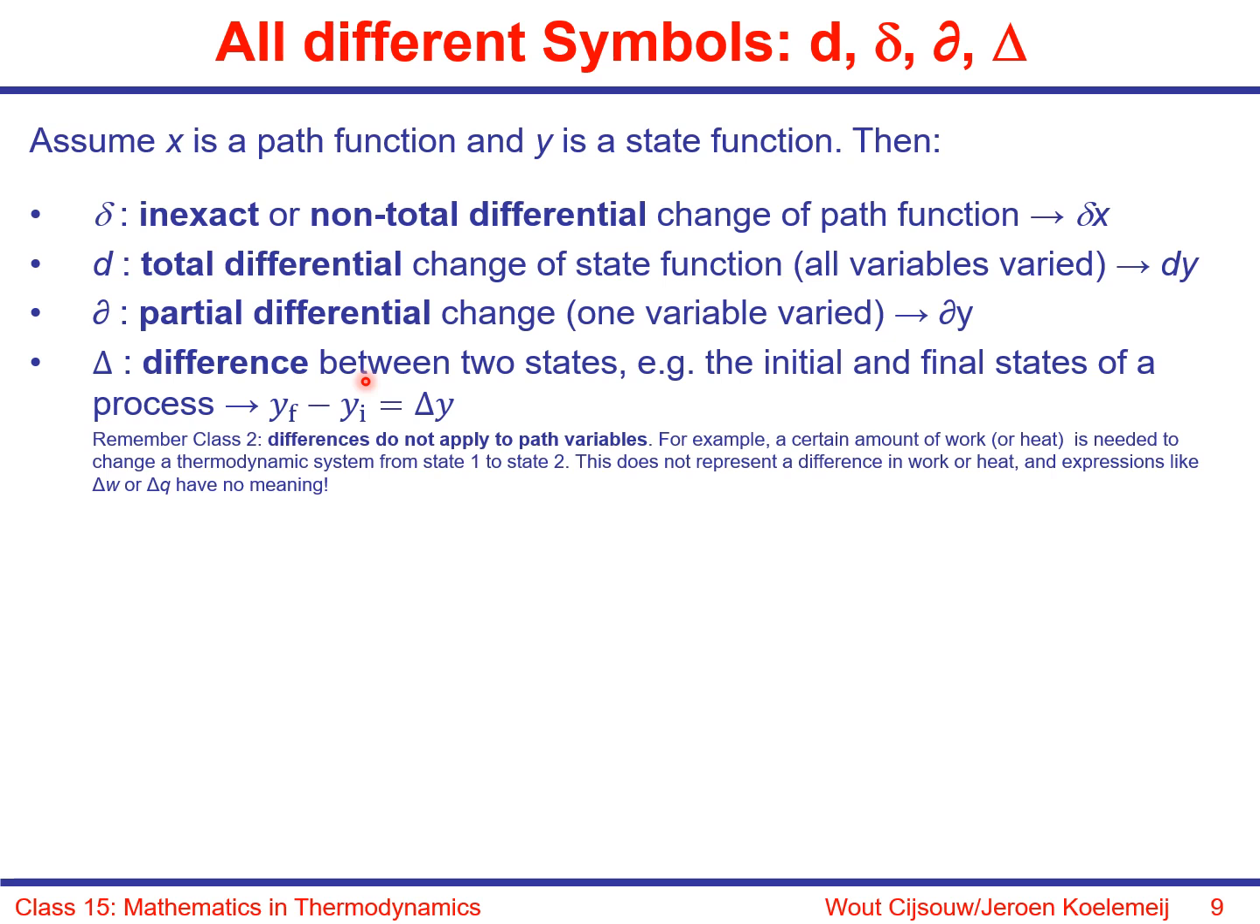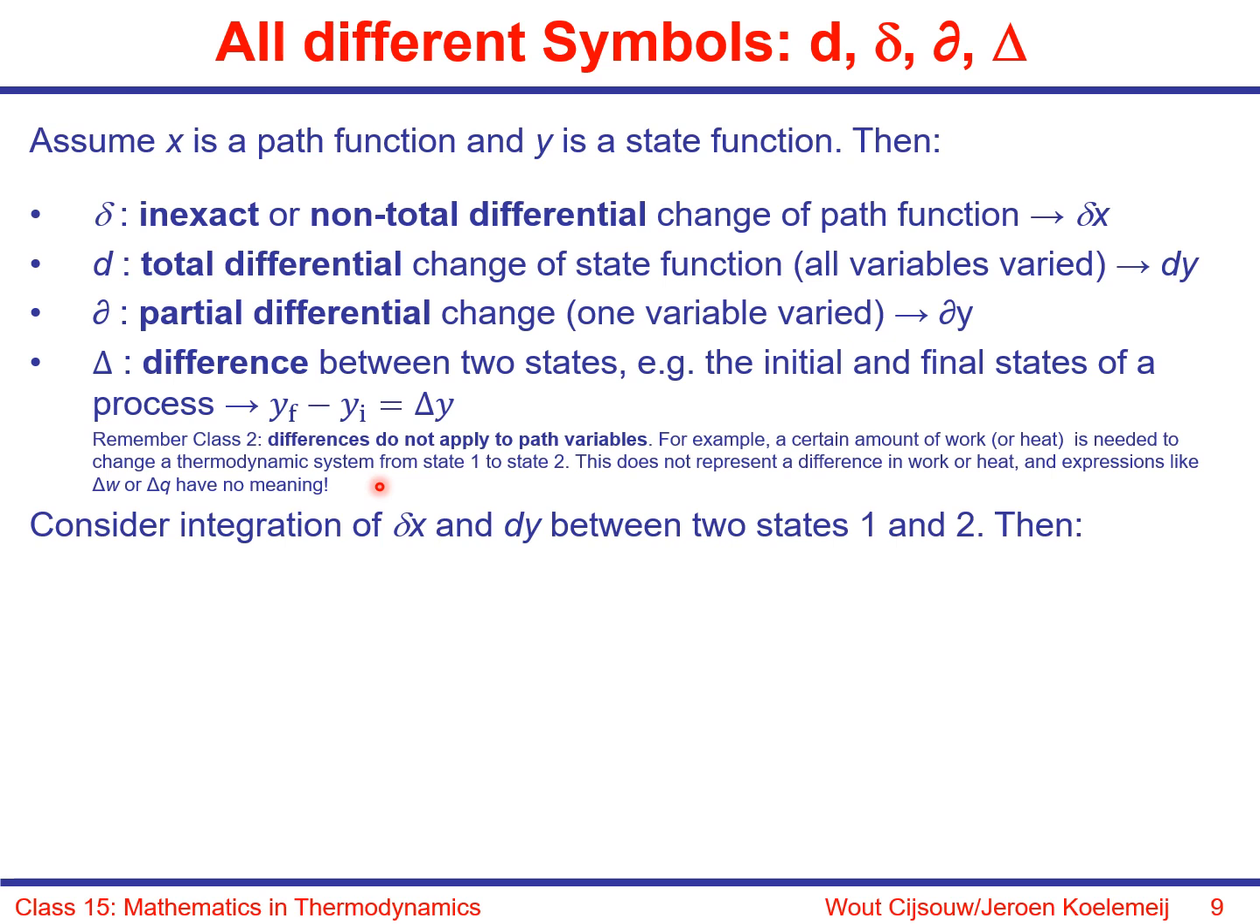Now remember that such differences that you express by this delta, they do not apply to path variables. For example, if you're talking about work that has to be done to take the thermodynamic state from one value to another, then it's simply the work that is needed. There's no such thing as a difference in work, or the difference between the initial work and the final work. All these things are meaningless. We have discussed that during class 2, and it's written here in fine print, so you better take notice of the fine print.